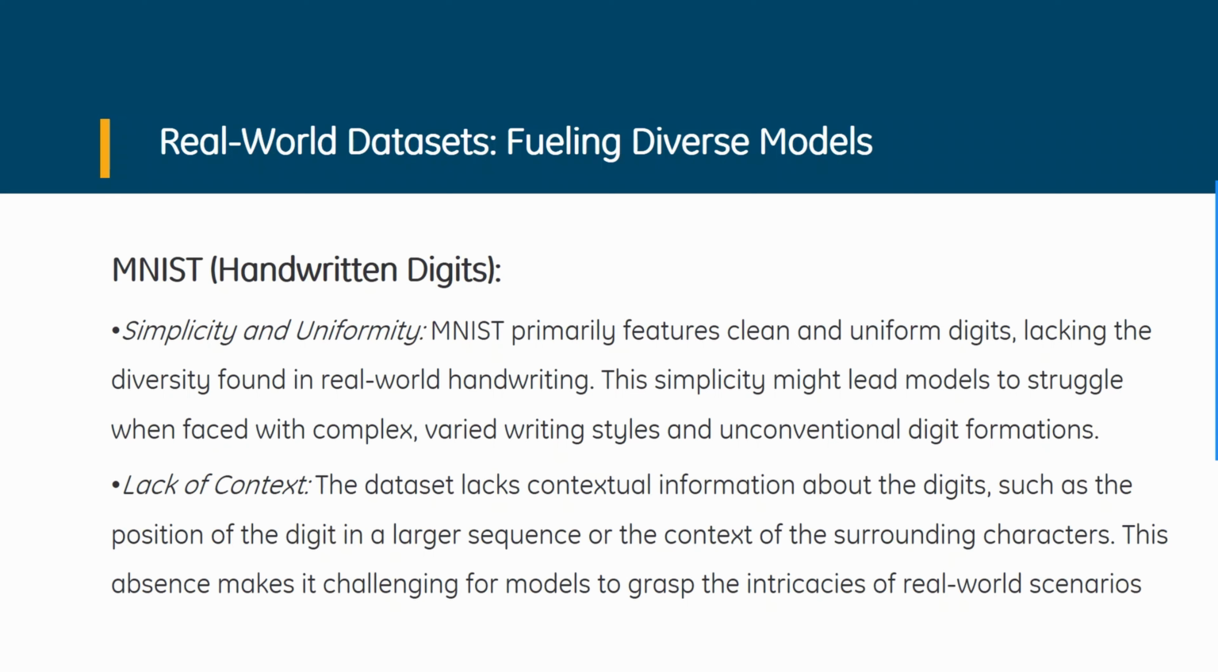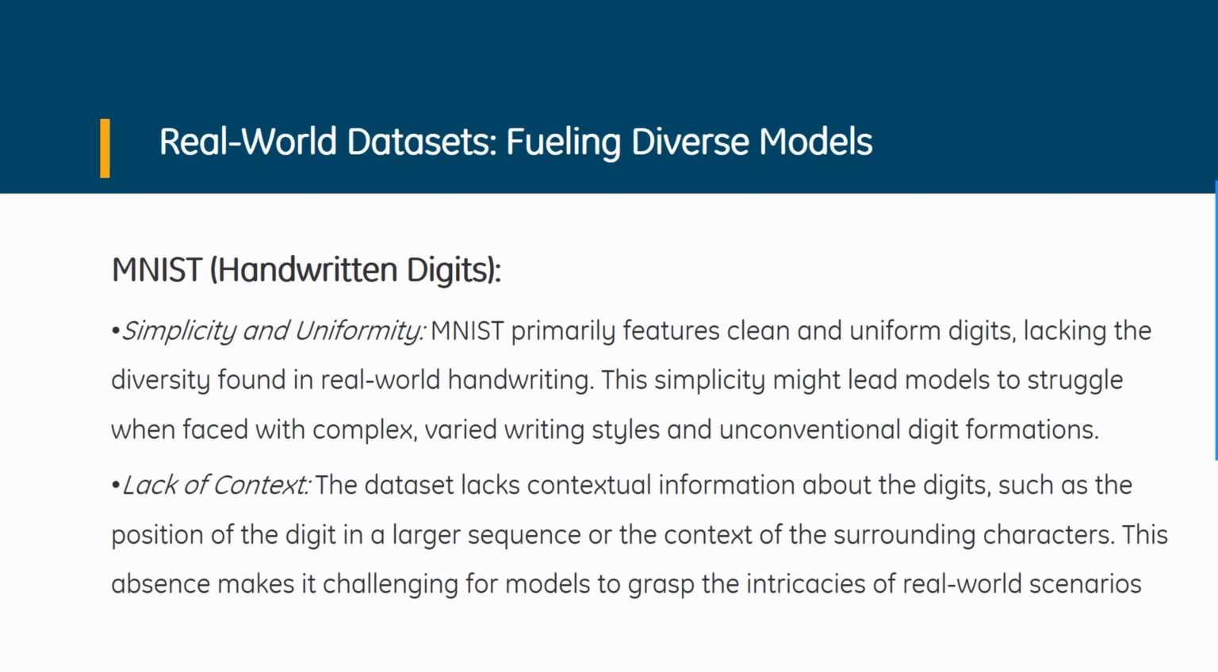Next, some real world data sets fueling diverse models. We have MNIST, which is handwritten digits. Firstly, simplicity and uniformity. MNIST primarily features clean and uniform digits, lacking the diversity found in real world handwriting. This specificity might lead models to struggle when faced with complex, varied writing styles and unconventional digit formations.